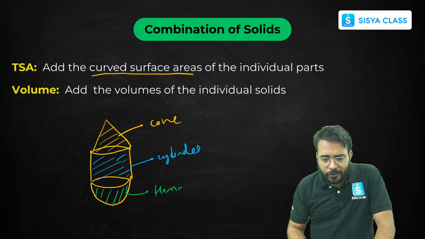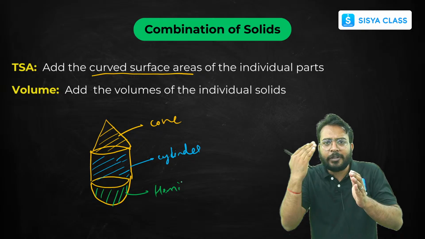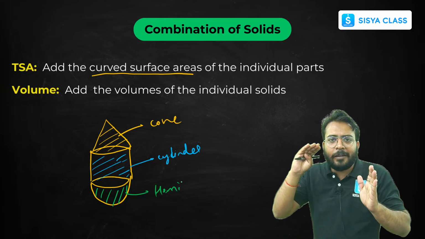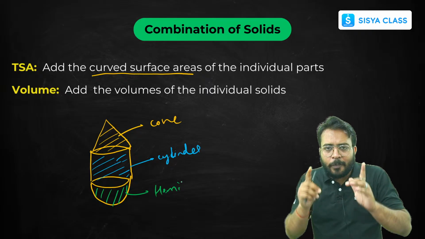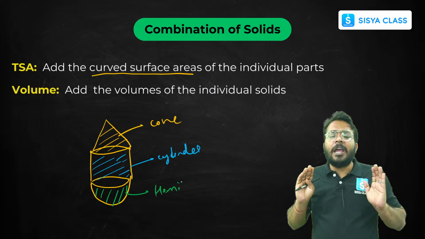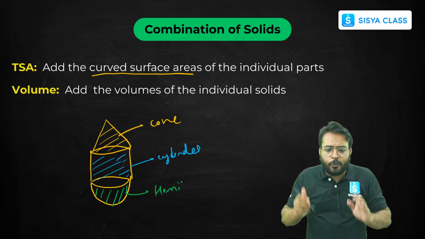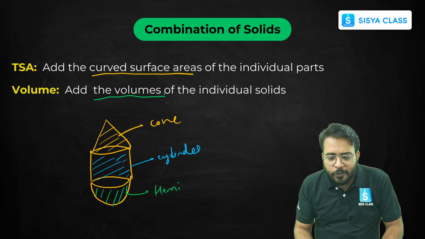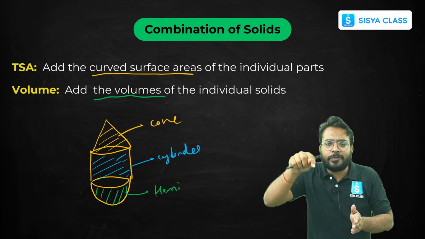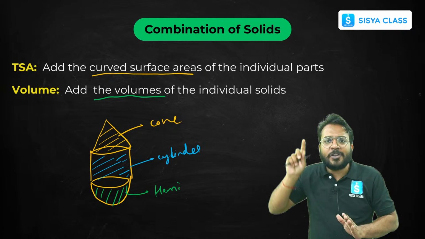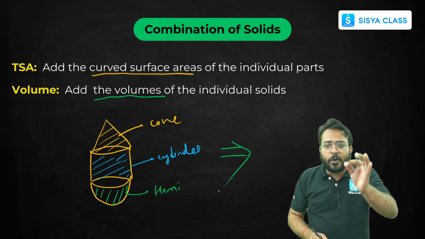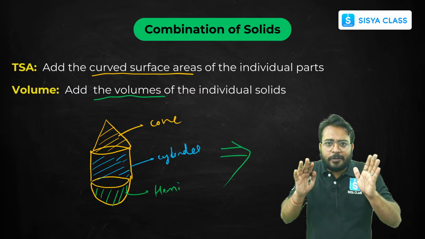So here you need to add the curved surface areas. If you want to find out the total surface area for this particular shape, you have to add the curved surface area of your cone plus curved surface area of your cylinder plus curved surface area of your hemisphere. And if you want to find out the volume, again you have to add the volumes of the individual parts. That means volume of cone plus volume of cylinder plus volume of hemisphere. In this way, you will get the total surface area and the volume for this particular object.